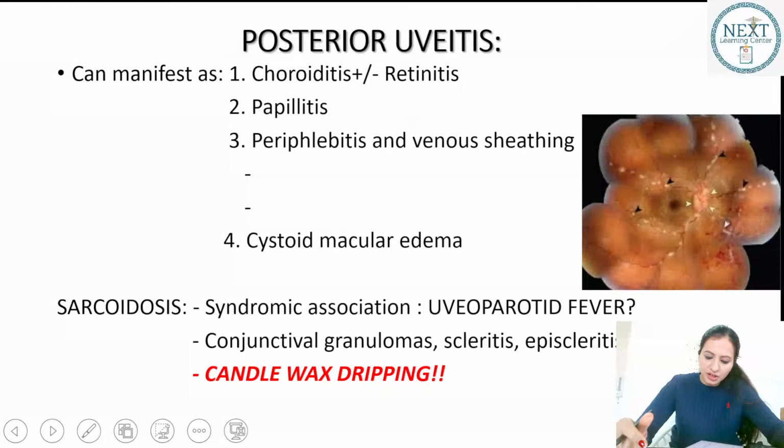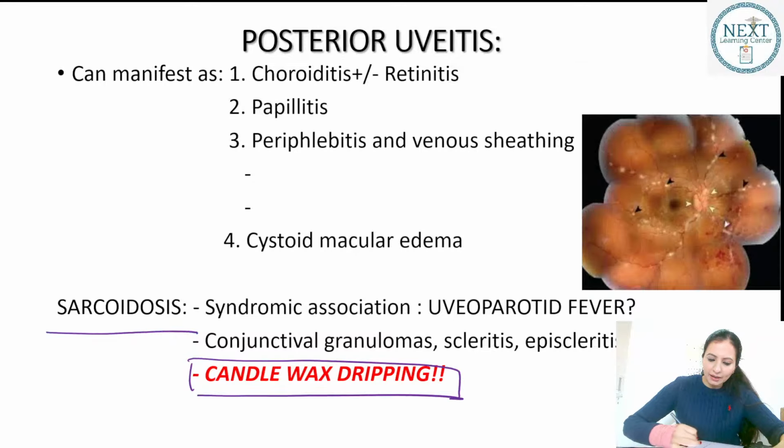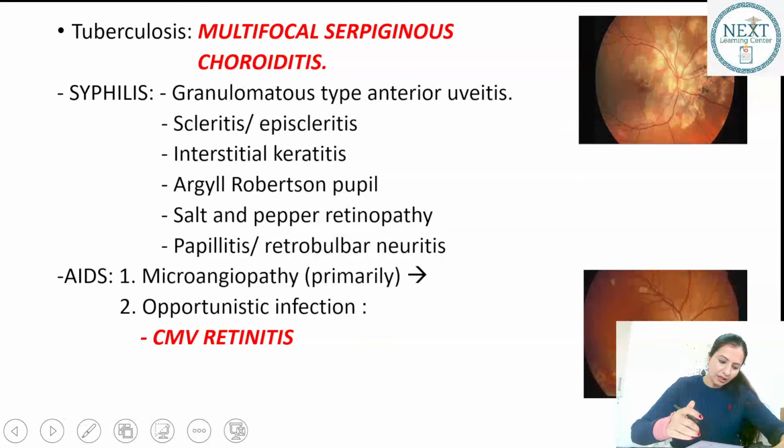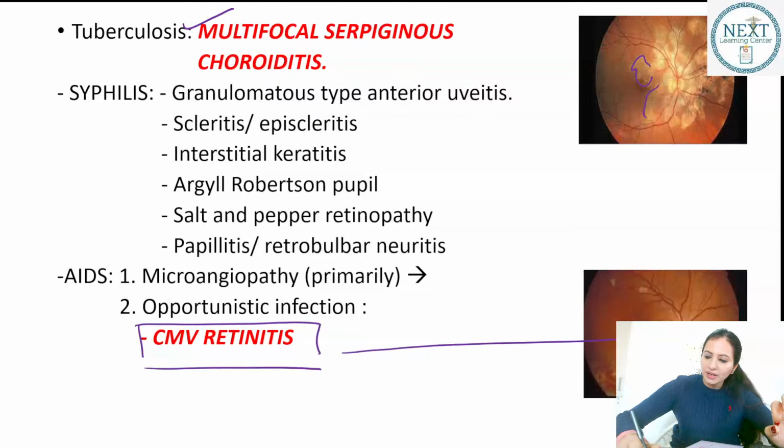Moving on to posterior uveitis, just remember 2-3 things. In sarcoidosis, we are going to get candle wax drippings. In tuberculosis, you will get something like this, multifocal serpiginous choroiditis. In CMV retinitis, you are going to get this appearance. What is this called as? This is your pizza pie appearance.